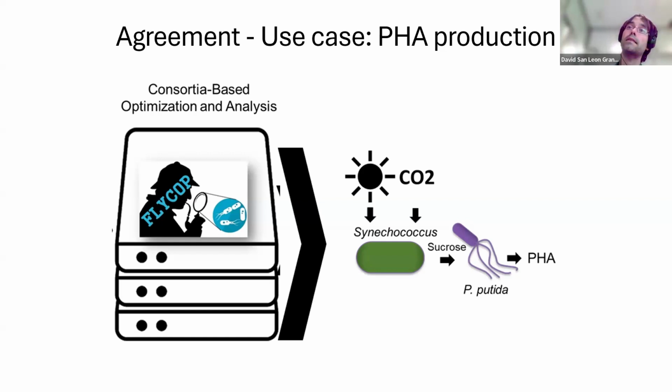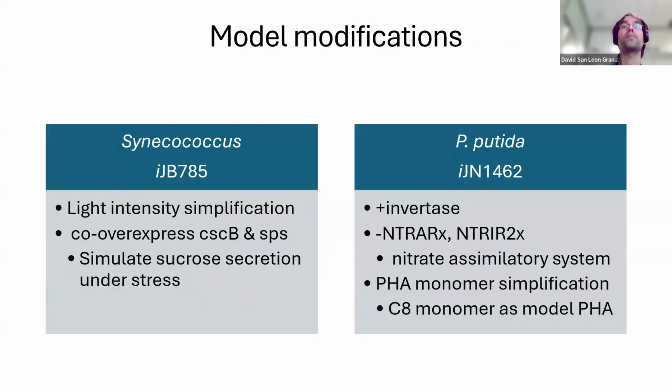But in that case, it's interesting to use this cyanobacteria to produce sucrose that can be used as a carbon source for the second species. We will use Pseudomonas putida, which we use in our lab, to accumulate PSA. Of course, we now need to optimize this microbial consortium, and in that case, we'll use FlyCop.